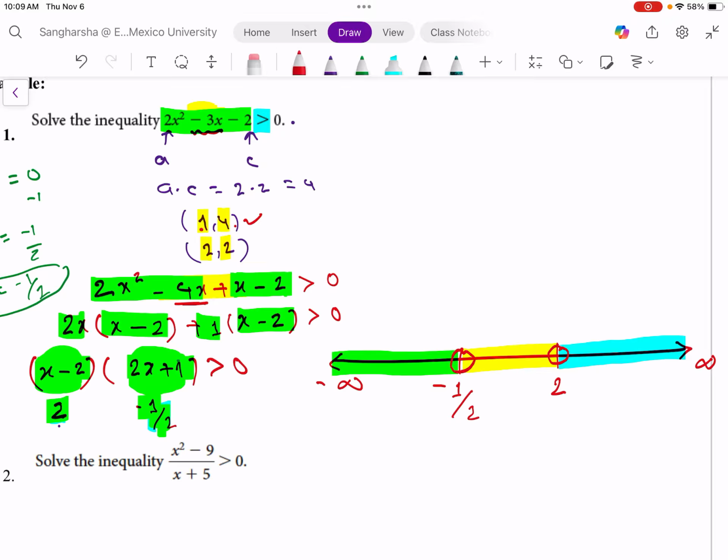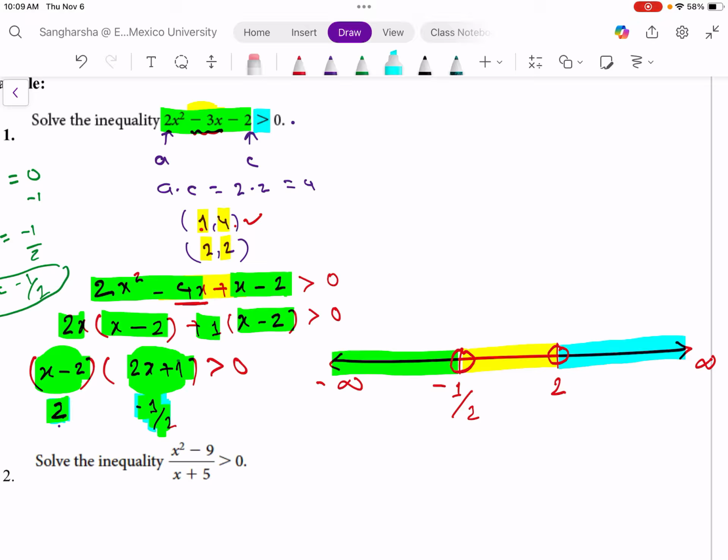Or you can test it. You replace every x by 2. So we get 2 times 2 squared, 4, that's 4 times 2, 8. 8 minus 6 is 2. 2 minus 2 is 0. 0 greater than 0. That is not true, right? So 0 is equal to 0, and because of that, 2 and negative 1/2 are not the solution. So we have an open circle. Okay, and you can check.